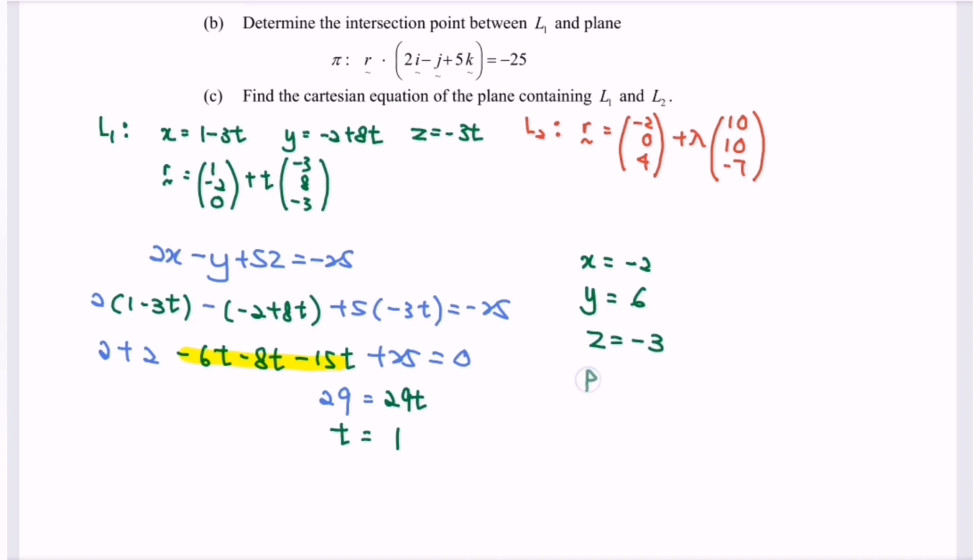So from here, the point of intersection between line 1 and the plane has the coordinates negative 2, 6, and then negative 3.